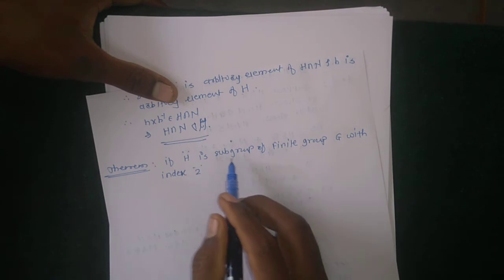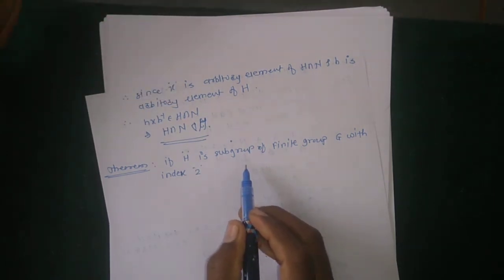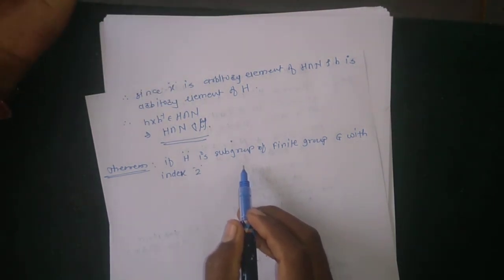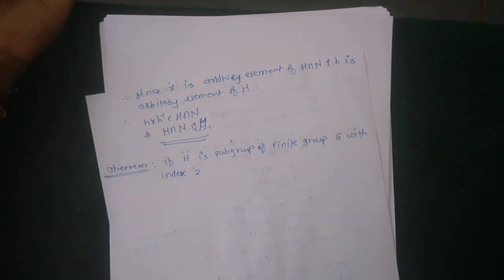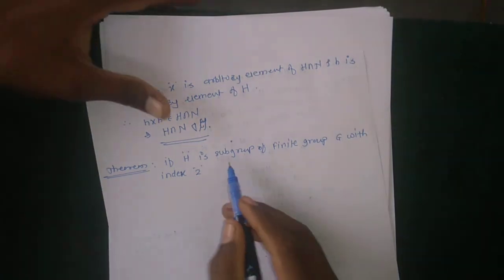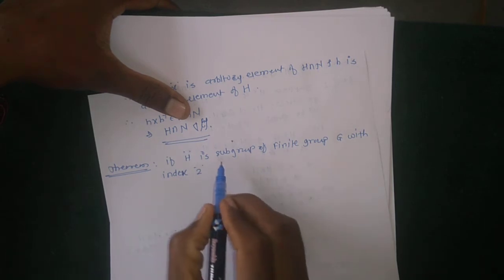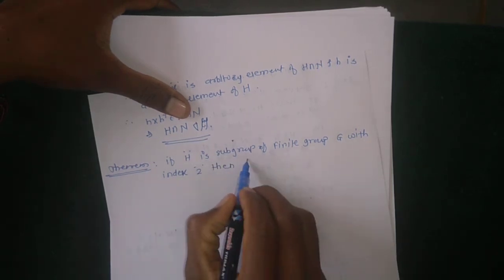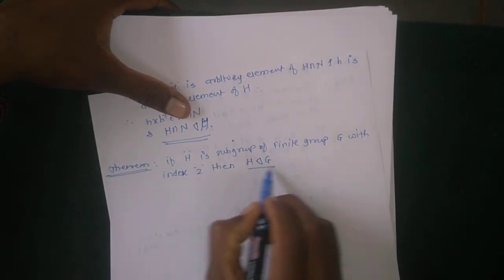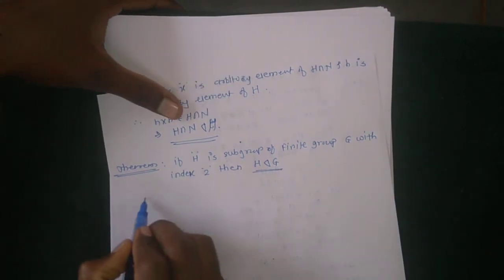Okay, G is a group and H is a subgroup of G. Then the index of H is equal to the number of right cosets or left cosets, meaning the order of G divided by the order of H. Here, given that H is a subgroup of finite group G with index 2, then H is a normal subgroup of G. So, the proof of this theorem.